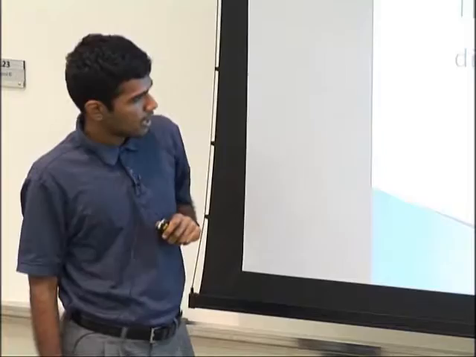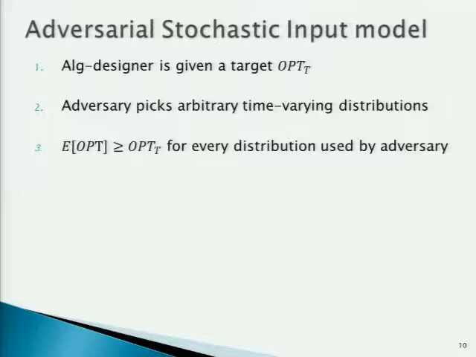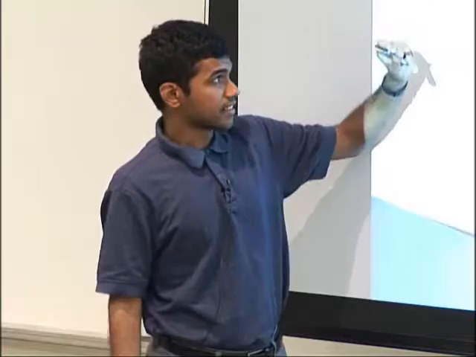So I'll now describe this time-varying model. Here, the algorithm designer is given some target, opt. This is the benchmark against which the competitive ratio is going to get defined. And now the goal of the algorithm designer is to get as best an approximation as possible to this opt. The adversary is going to pick time-varying distributions, except that what we ask is for every distribution that the adversary picks, the expected value of the optimal solution on that distribution, meaning that if that distribution were to be used throughout, find the optimal value an algorithm can get, take the expectation. That should be at least the target given to you.